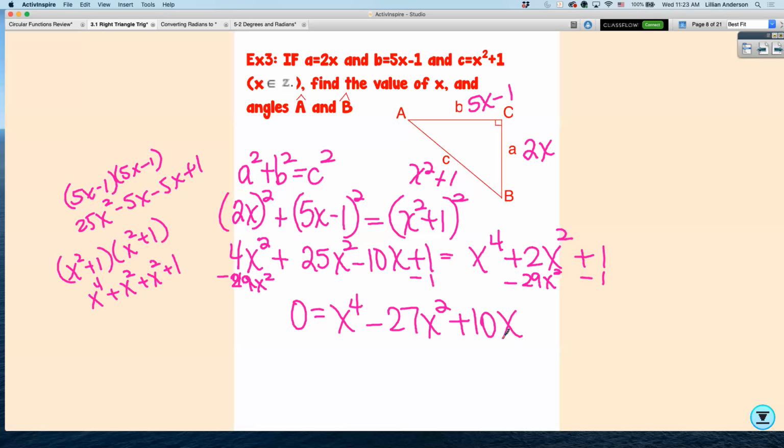Wait, how do we get to 29? Did you graph this? You said, how do we get 29? Because 4x squared plus 25x squared made a 29x squared. Oh, okay. And so then I just subtracted 29x squared over to get rid of those two terms.